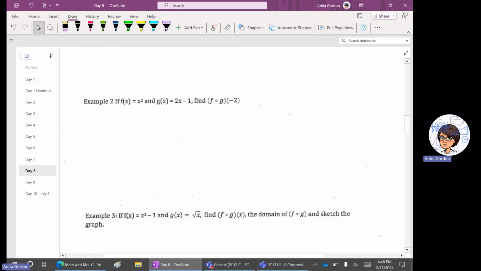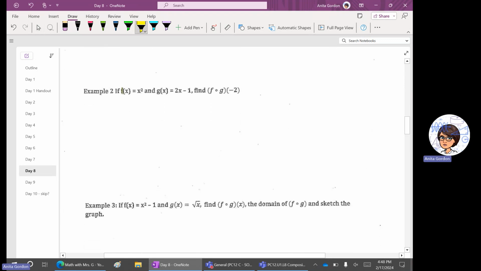All right, let's take a look here. If we have f is x squared and g is 2x minus 1, then we are going to find f of g of x. And now you'll notice here they've given us a specific value. So they want us to evaluate what is f of g of negative 2. So there's two ways you can do this.